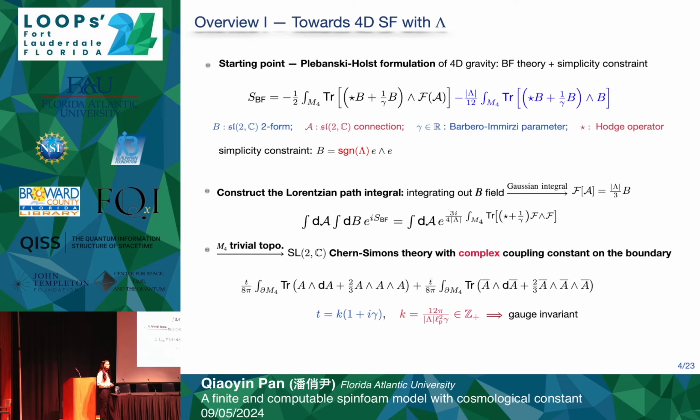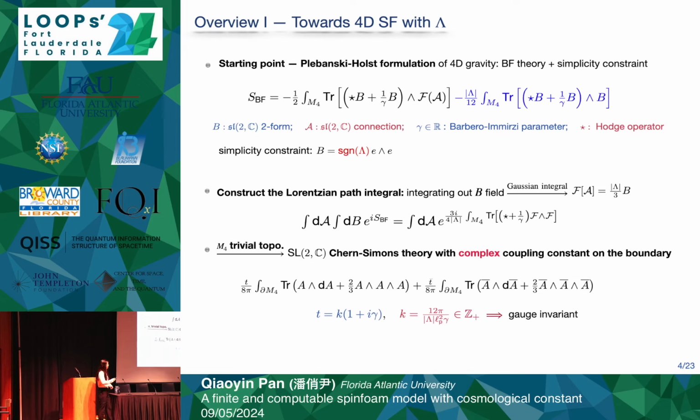So first, we want to quantize the BF theory. To do that, we consider the Lorentzian path integral of this action. We realize that in this action there is a quadratic term in B, so there is a Gaussian integral for the B field. Although it's just a formal expression, we know that performing a Gaussian integral is the same as imposing the equation of motion of this action, which relates the curvature of the connection and the B field by a linear relation.